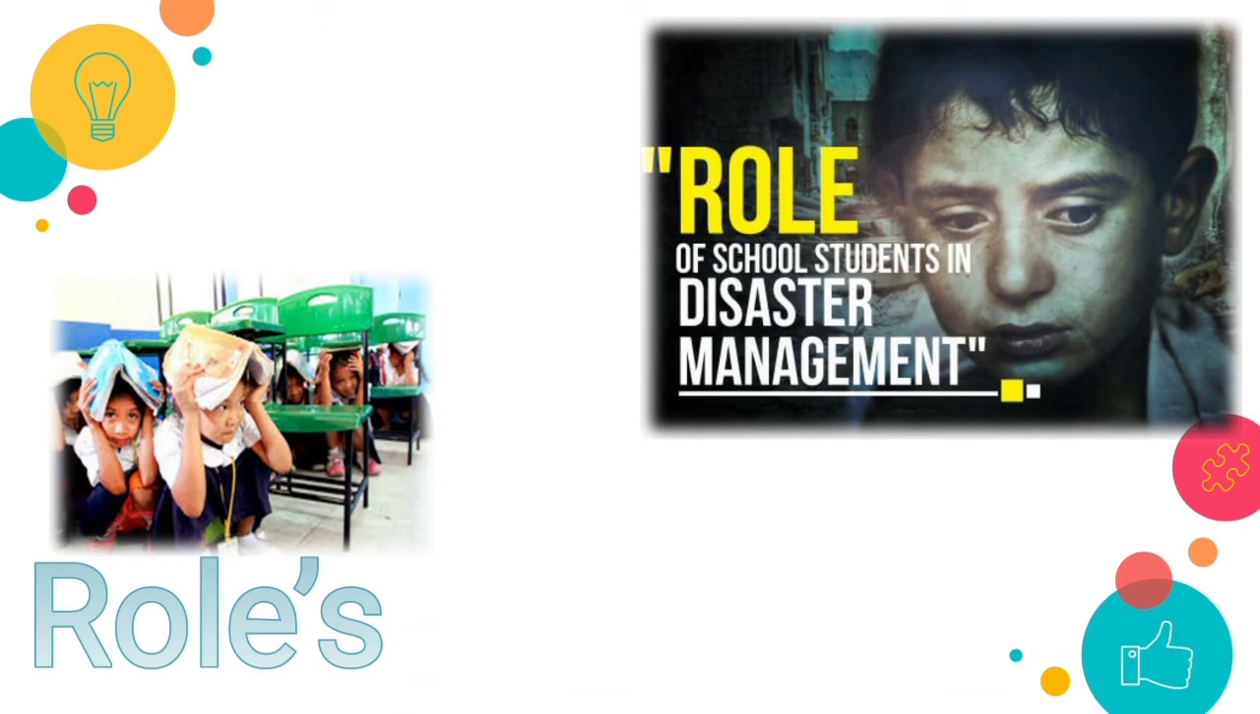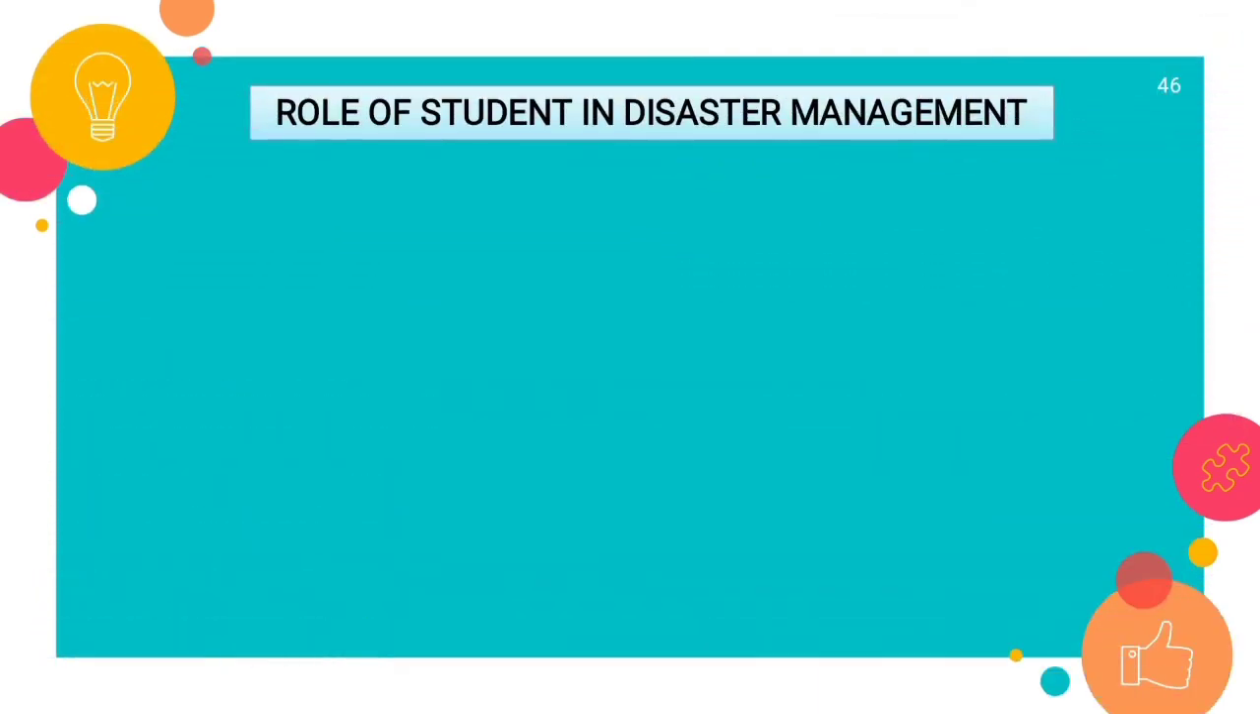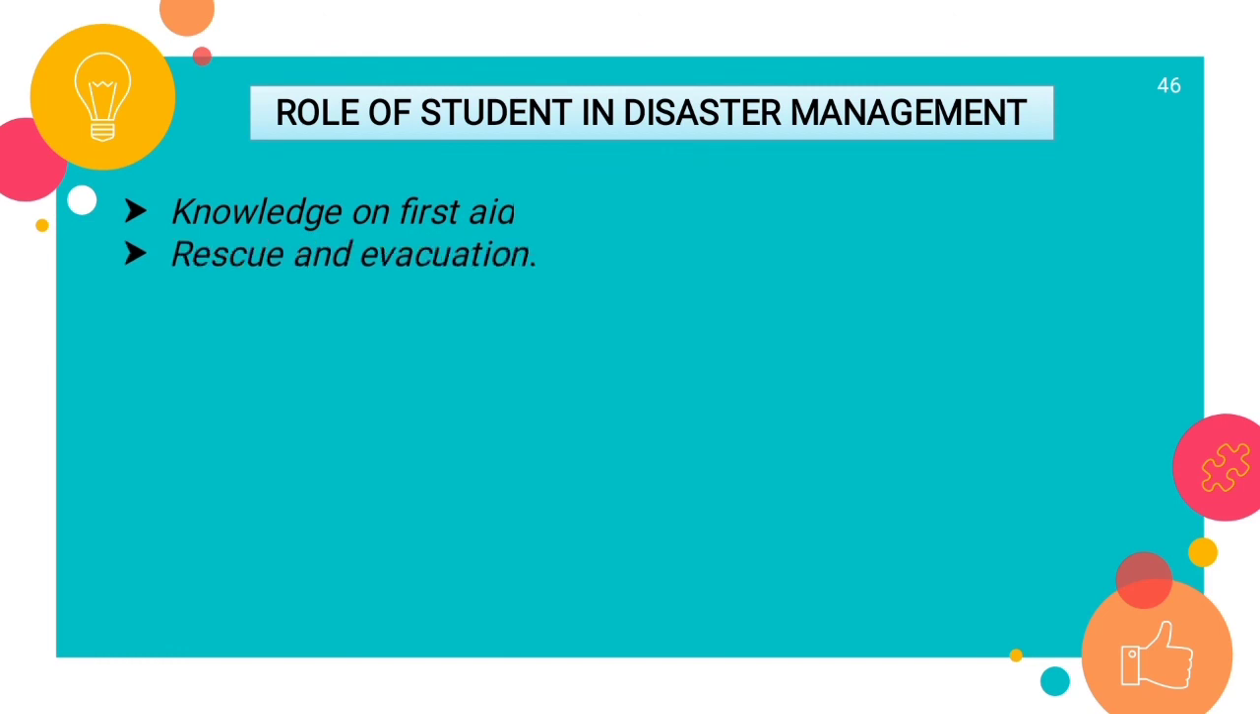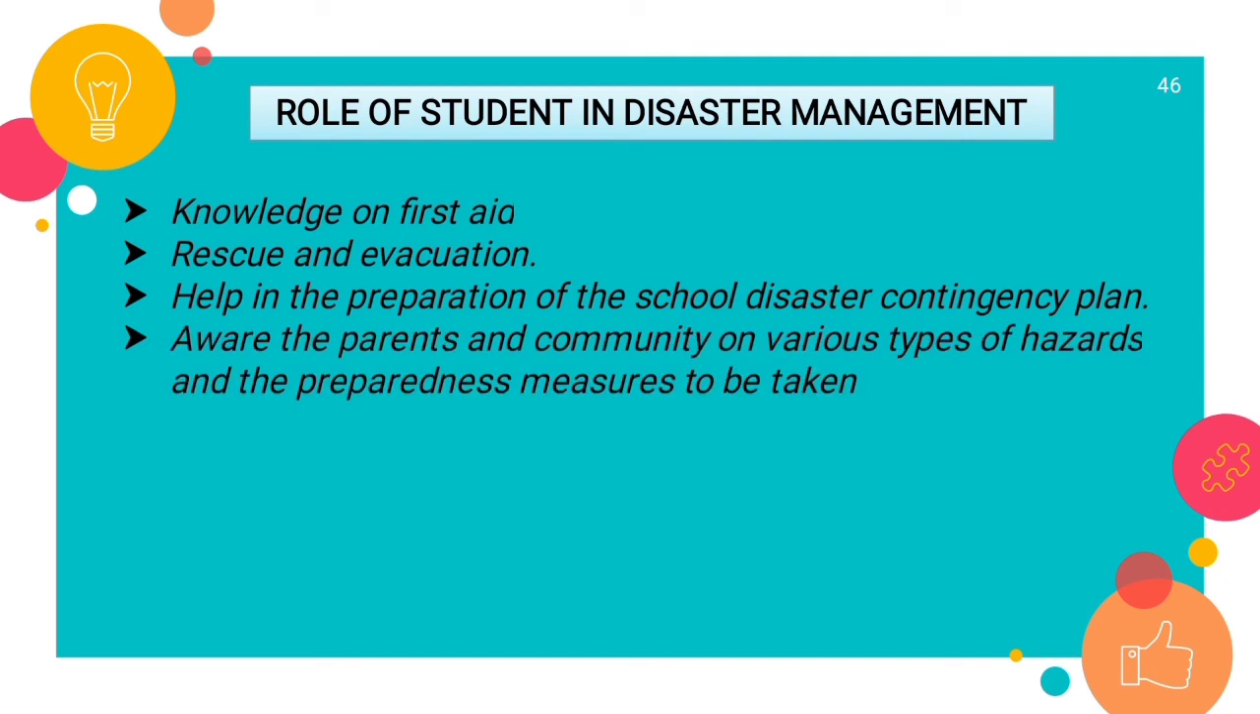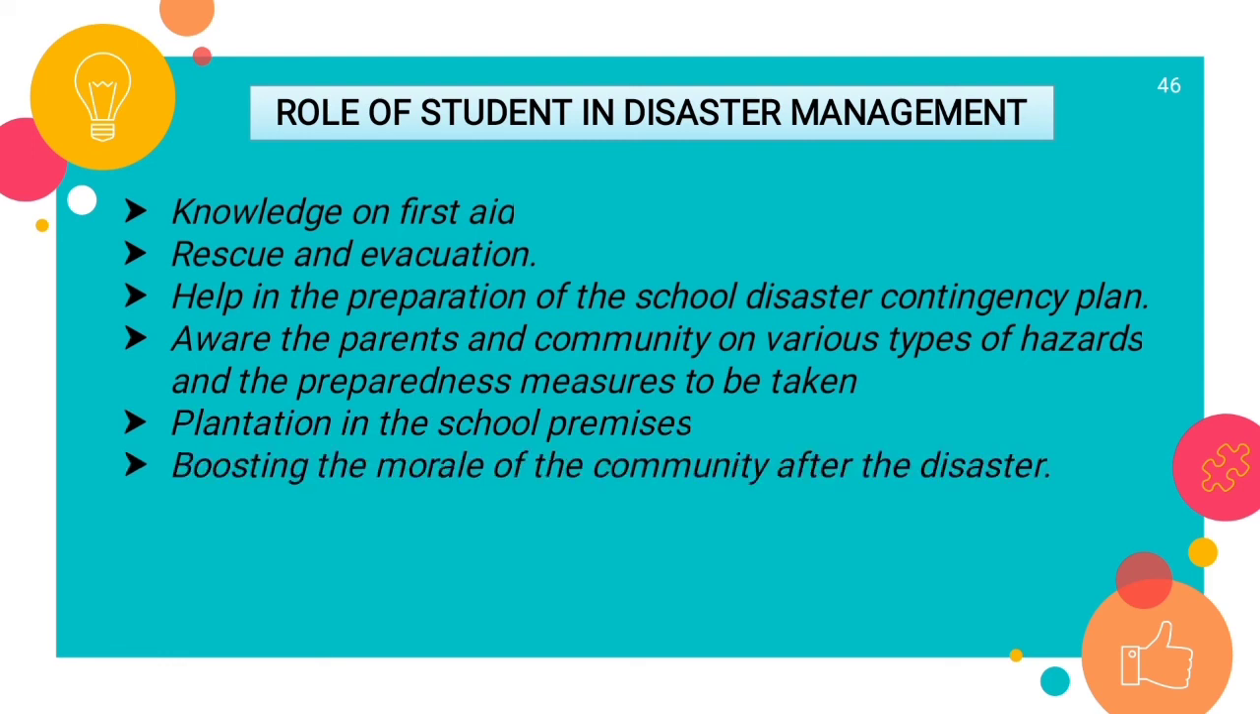Now we see the role of school students in disaster management. Knowledge on first aid, rescue and evacuation. Help in preparation of the school disaster contingency plan. Make the parents and community aware of various types of disaster hazards and the preparedness measures to be taken. Plantation in the school premises. Boosting the morale of the community after the disaster.